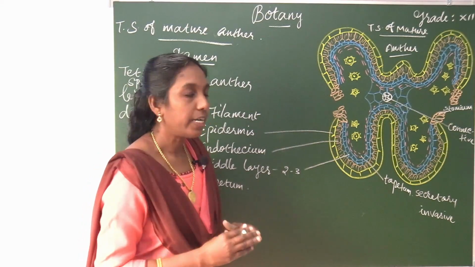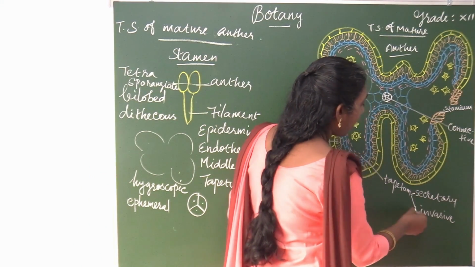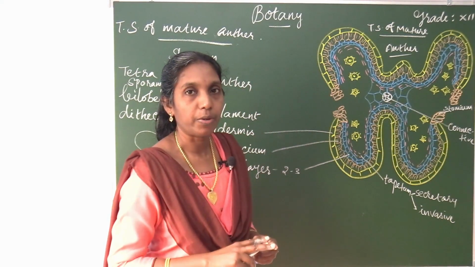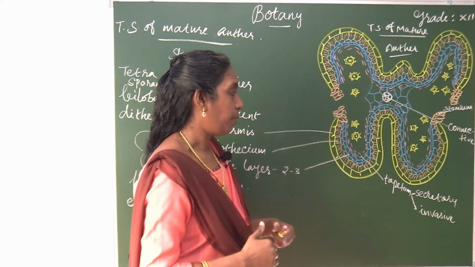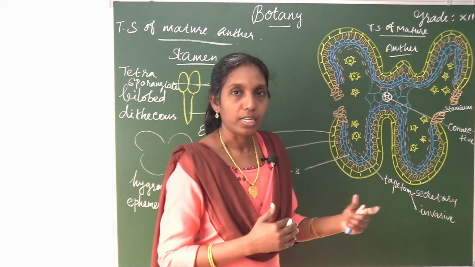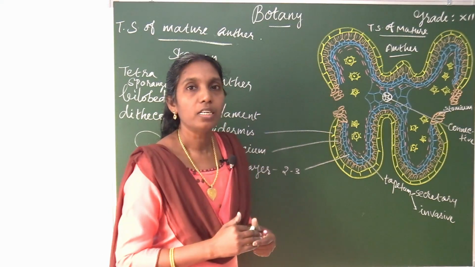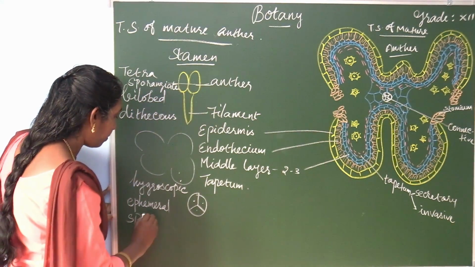There are 2 different types of tapetum: secretory tapetum and invasive tapetum. Another function of tapetum is that it contributes sporopollenin through Ubisch bodies. Sporopollenin.